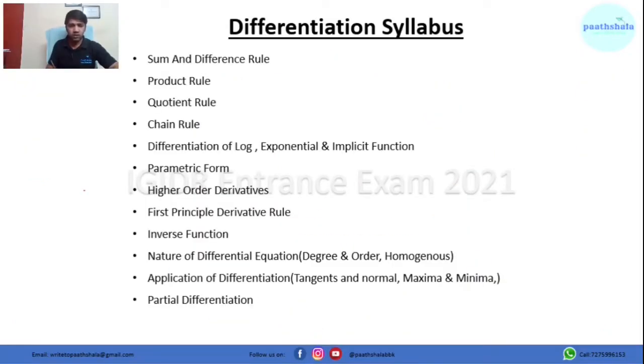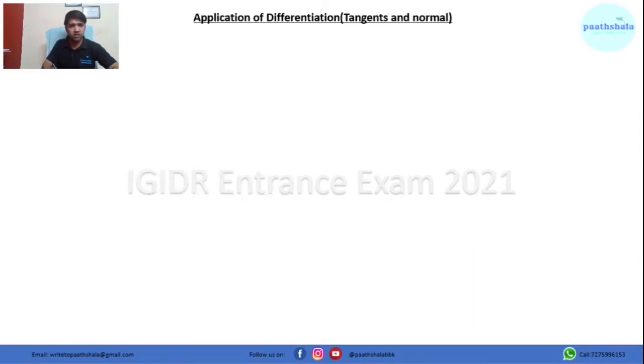So, coming to the syllabus, till now we have covered this much portion. Now we have to cover only these two topics. So, let's begin with the application of differentiation first. In the application of differentiation, we're going to talk first about tangents and normals.